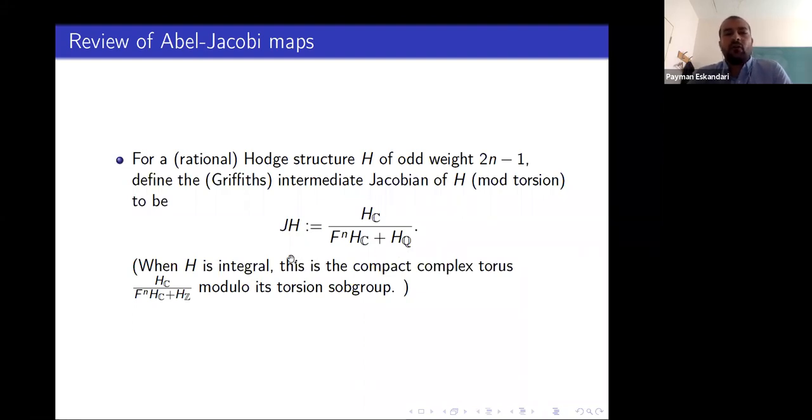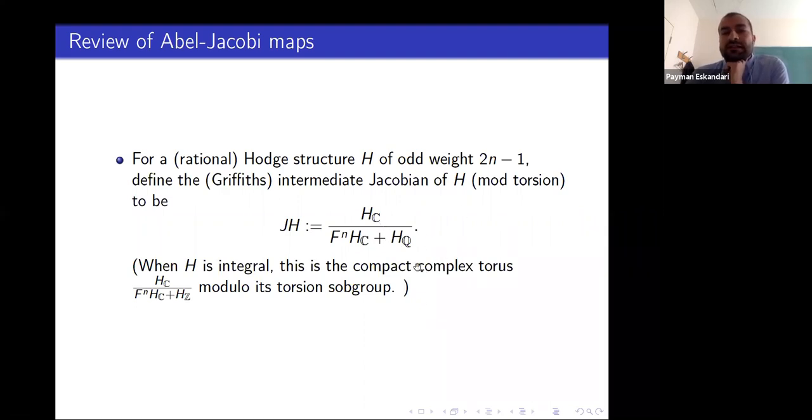Now, for a second, suppose H was an integral Hodge structure, actually. Then when you take the intermediate Jacobian, instead of modding out by H_Q, you can mod out by H_Z, the integral lattice. And then what you're going to get in that case, because you took exactly the middle ones, here I put n where the weight is 2n-1, is that if you had the underlying abelian group here, you would actually get a compact complex torus.